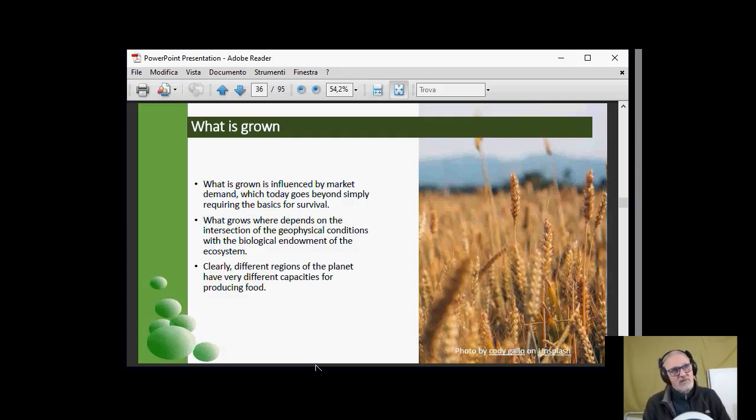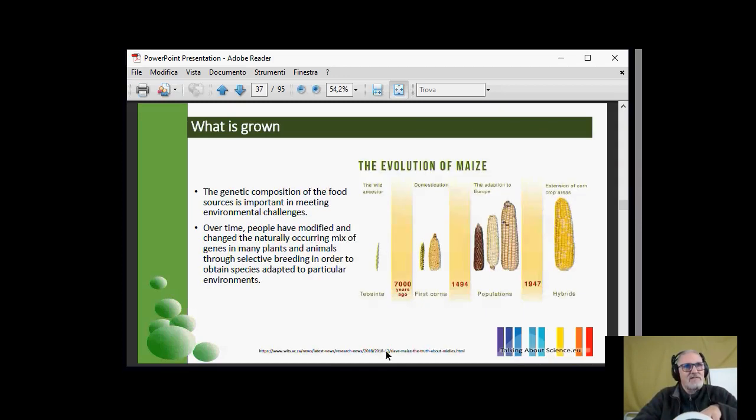So, of course, what grows where will depend on this intersection between the genetic endowment of the plants and the animals themselves, that's the biological endowment of the ecosystem, if you like, and the biophysical environment itself. Okay, so just a couple of examples, an example in particular, which I was rather curious about.